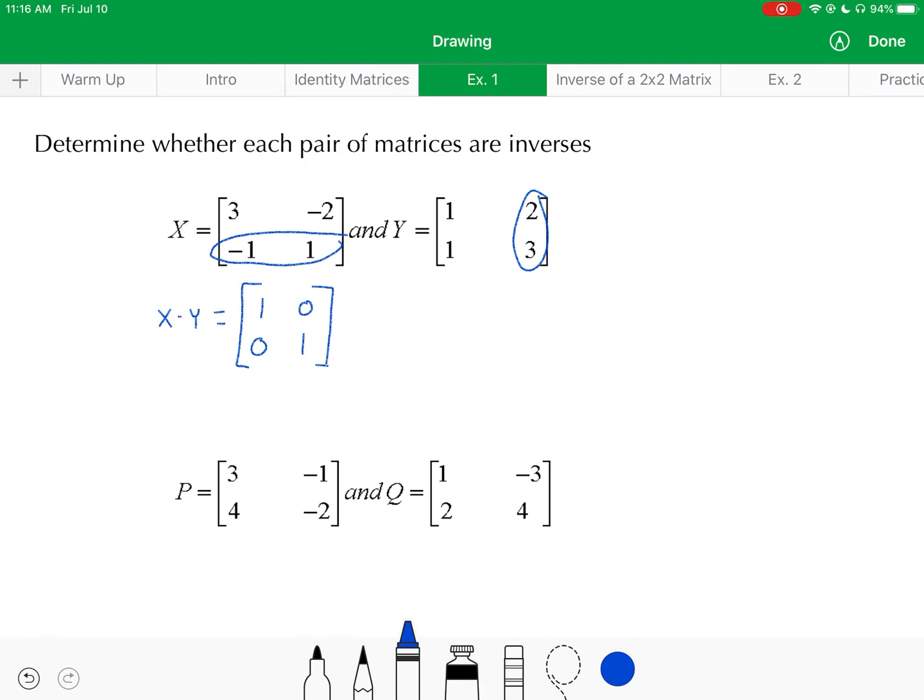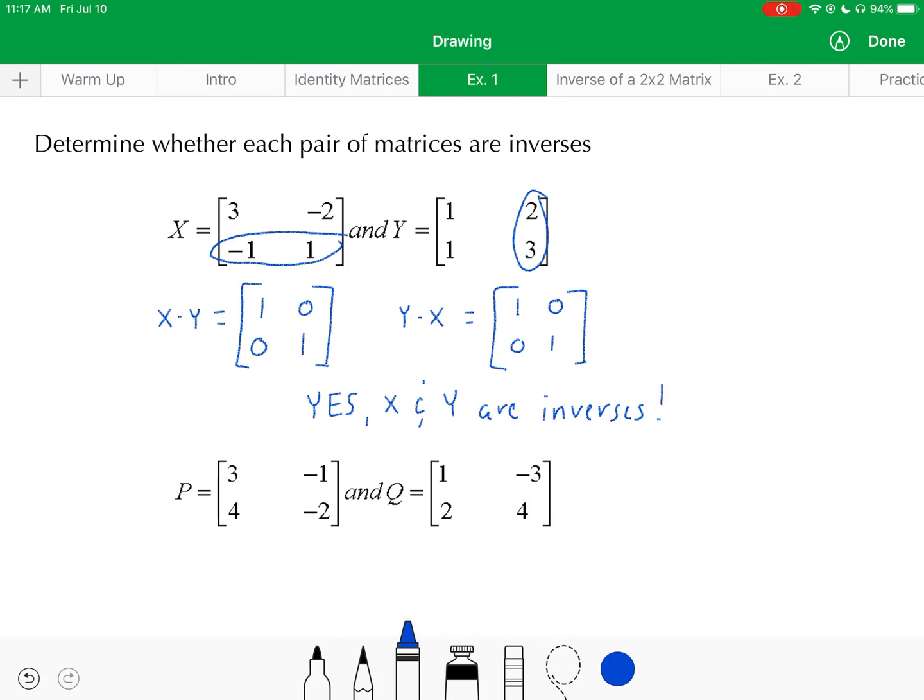So it seems as though, yes, x and y are, in fact, inverses of each other. But recall, matrix multiplication is not commutative, so we also need to check the other direction. We need to check, is the product of y and x the identity matrix? Just to speed things up, I'll tell you, yes, in fact, they are. It ends up giving me the identity as well. So we are going to conclude that yes, x and y are inverses.